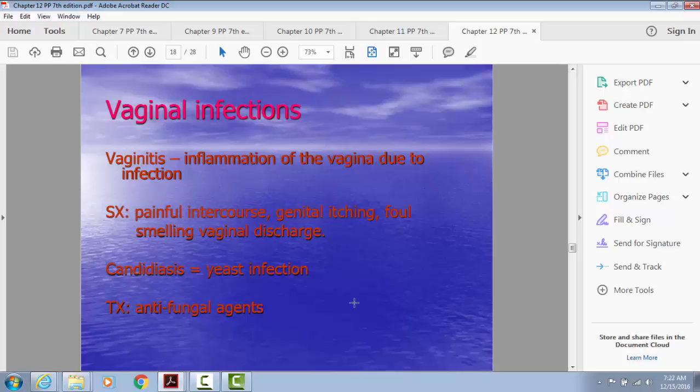So treatment of that is antifungal agents. There's over-the-counter medications, suppositories that can be used, but there's also prescription medication. And within the last probably 10-15 years, they came up with a drug called Diflucan, which is a pill form that you just take, and then that will eradicate the yeast infection. So that's a little bit more user-friendly than suppositories and creams and all that kind of stuff to the vaginal area.